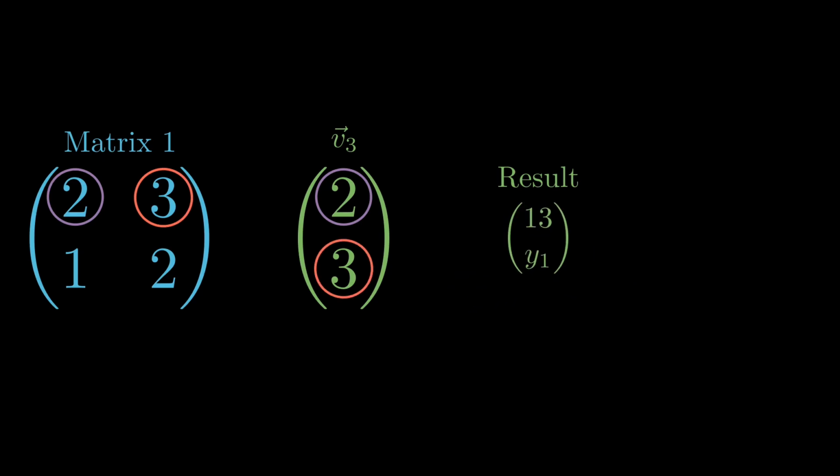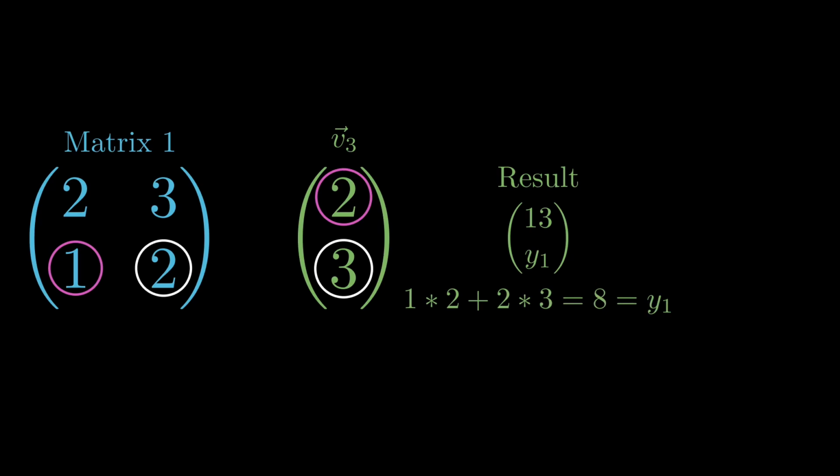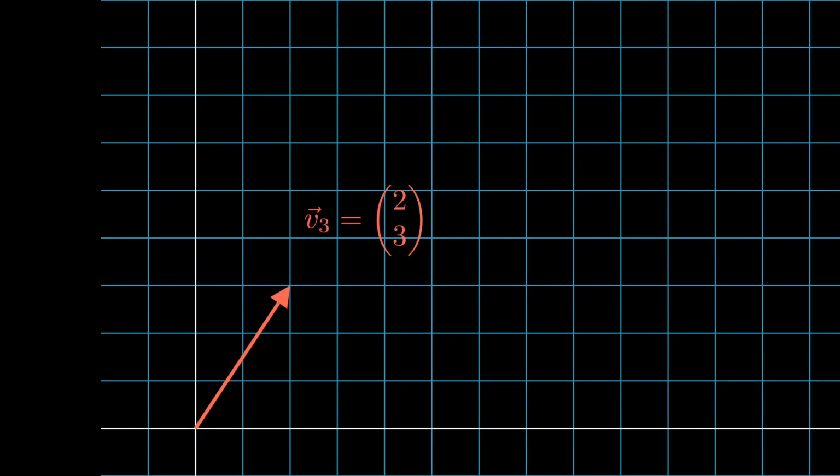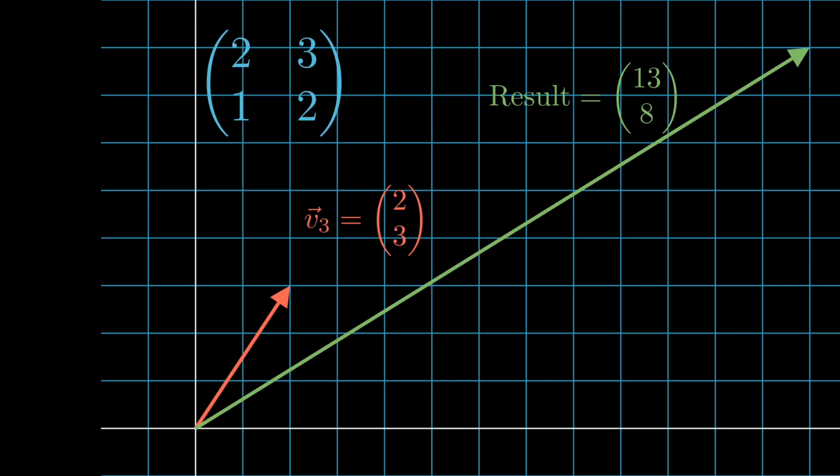Apply is the word I use because I want to instill in you the belief that all of this is a transformation. So I multiply the first row of the matrix by each component of the vector, and I sum the numbers we get. This is the first coordinate, and I do the same with the second row and we get the second coordinate. So essentially, this matrix has transformed the vector 2, 3 to the vector 13, 8. But take note of this matrix, as every matrix will change every vector in different ways.